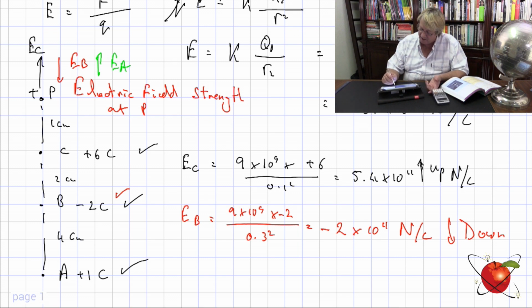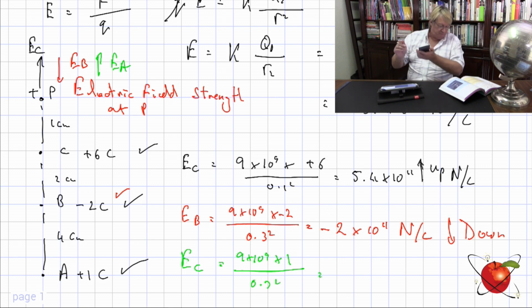And the last one is the green one, which is the electric field strength due to A. It is going to be 9 times 10 to the 9 times 1 divided by how far? 0.7 squared. Agreed?